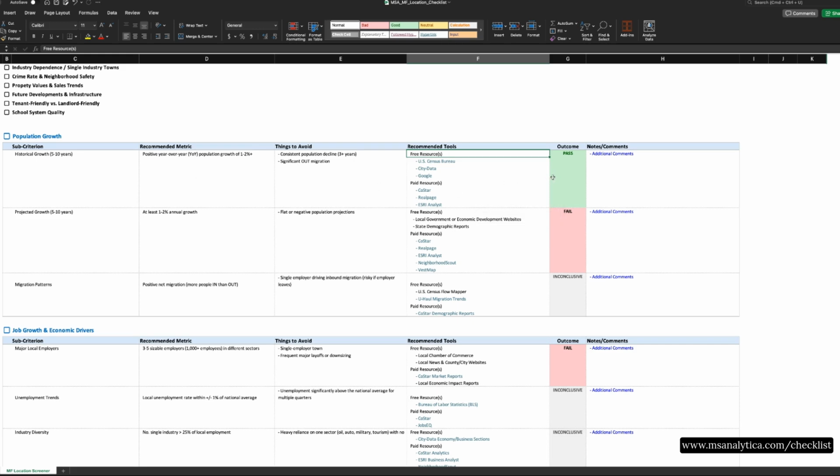Once you do your initial analysis, if it meets your criteria, you can select pass from the drop-down menu. If it doesn't, you can select fail. If it's inconclusive, you can select inconclusive, and add in additional details if you want someone on your team to follow up on that particular line item.